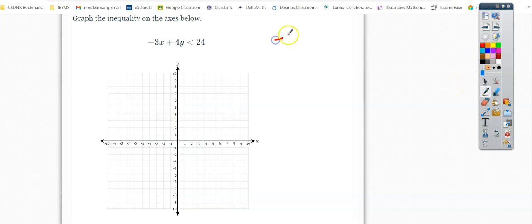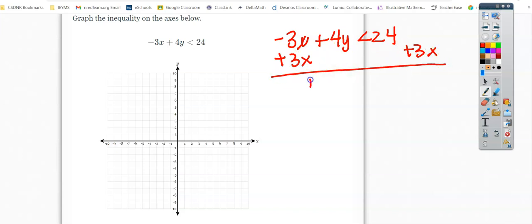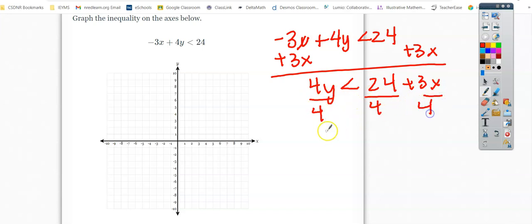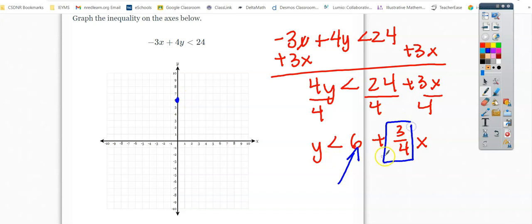Let's take a look here at our linear inequality. Okay, now that we've manipulated it by writing it in slope-intercept form, we begin at our y-intercept on the y-axis at +6, and then we follow the directions of the slope, which has a rise of 3 and a run of 4.